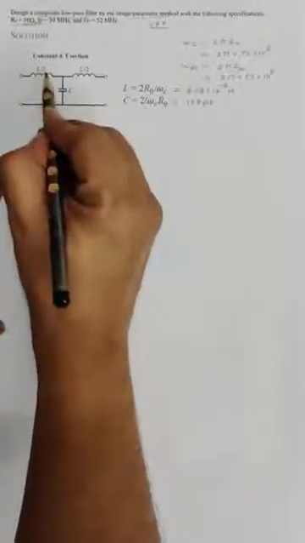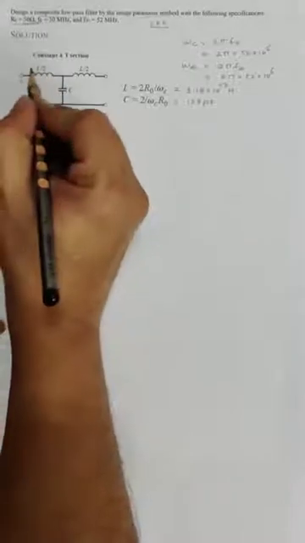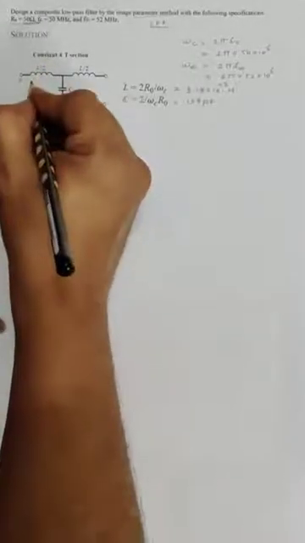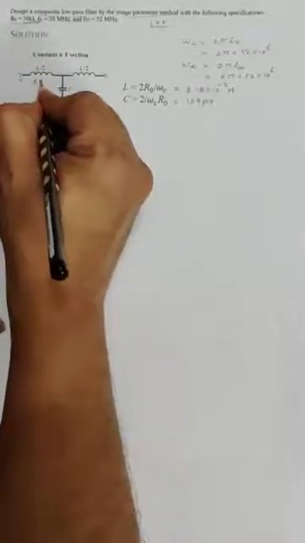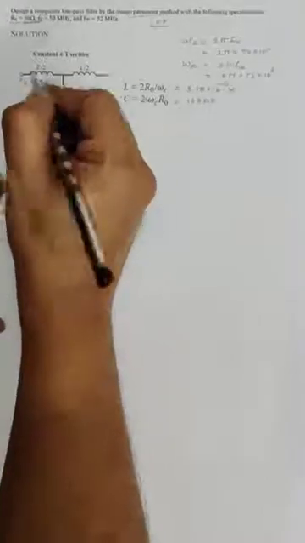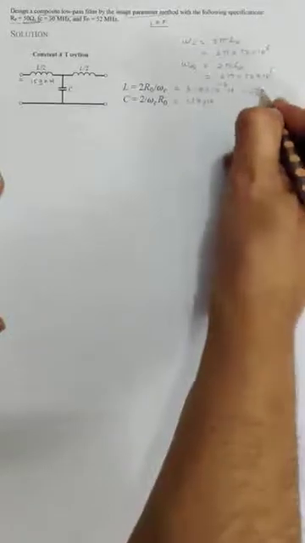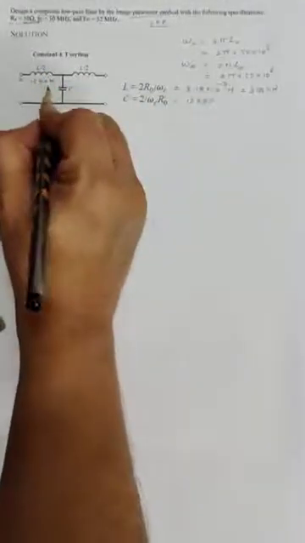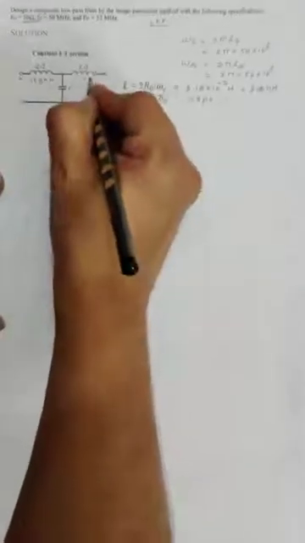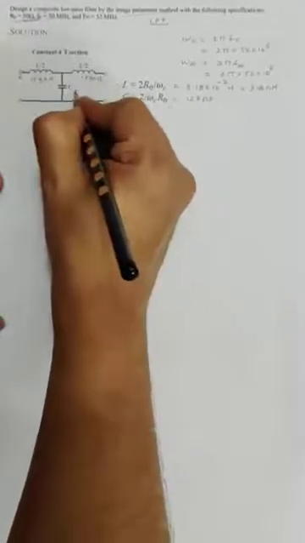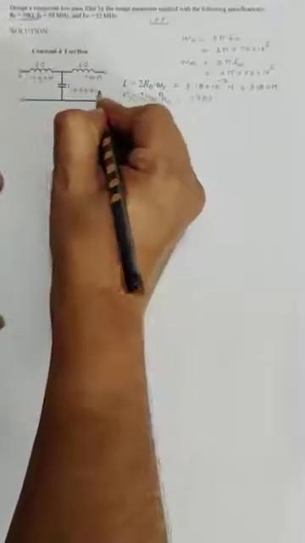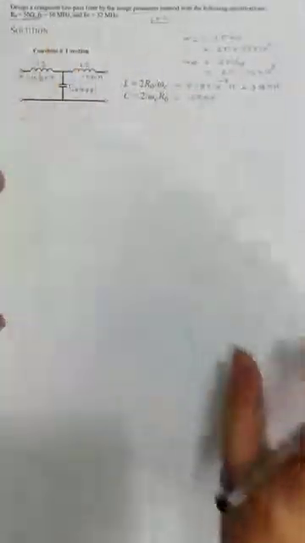But the component value is L by 2, so this value turns out to be 159 nanohenry, because this one we can write as 318 nanohenry. So 318 divided by 2, it will turn out to be 159 nanohenry. The aim of the constant K section is to provide attenuation in the stop band.